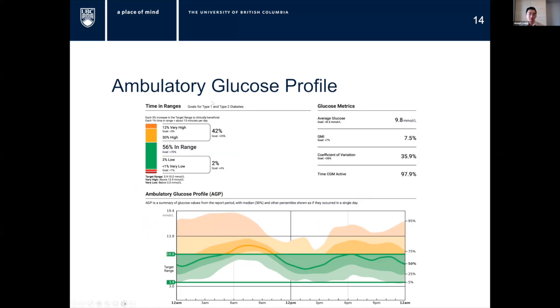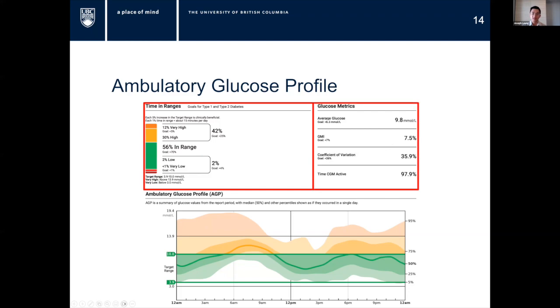And so one of the features of the AGP that you will see is the time in range. So for this particular individual, you can see that they have 56% of their time in range. And you can see a time below range as well. So there's time low and time very low. And then there's the time that is above range. So the time high and time very high. So these are all good things to review and record in their chart.